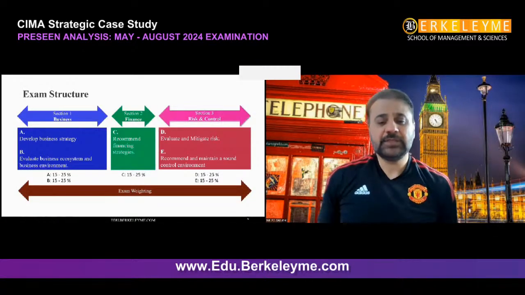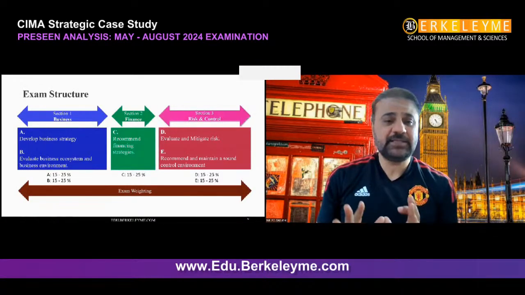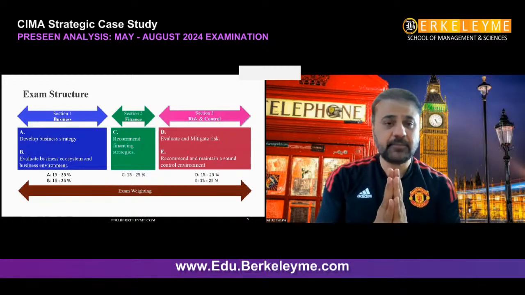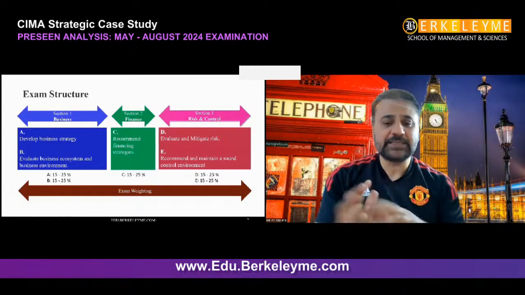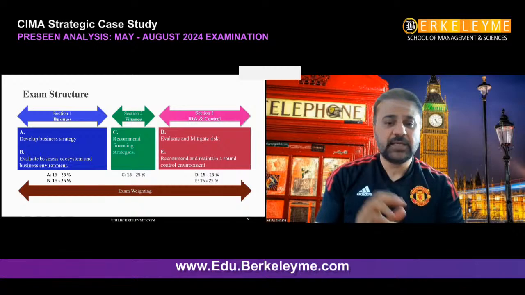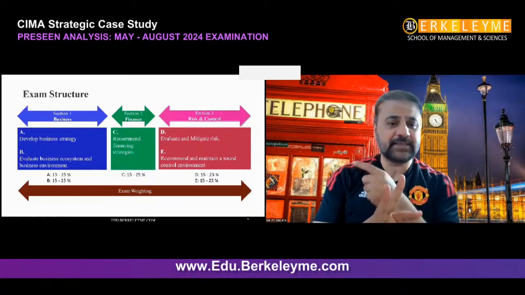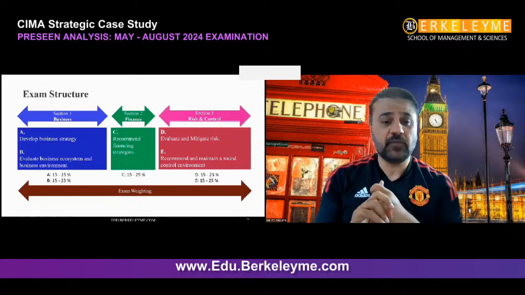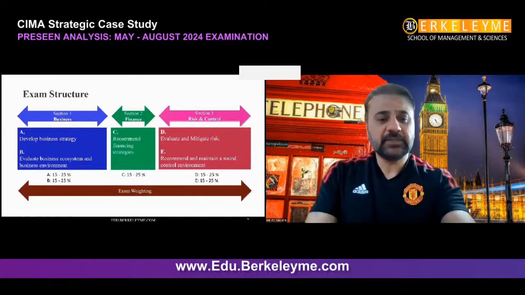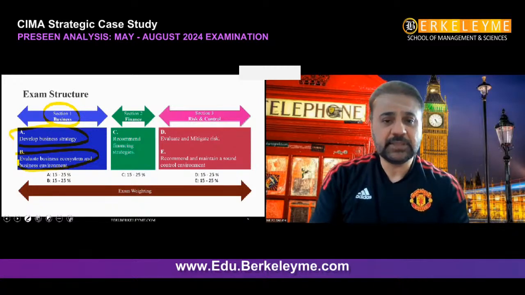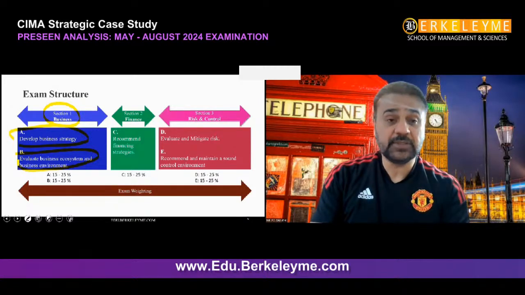Let me tell you, this exam has 3 sections. So imagine you are sitting in your exam, and the exam is for 3 hours. 3 hours has 3 sections. Each hour has a section. So section number 1 is about business, which is develop the business strategy, evaluate business ecosystems and business environment.